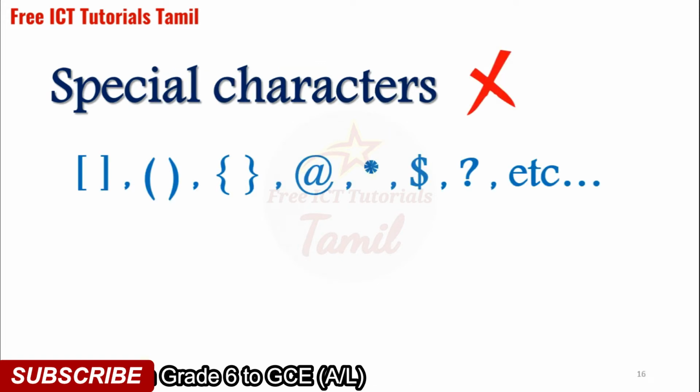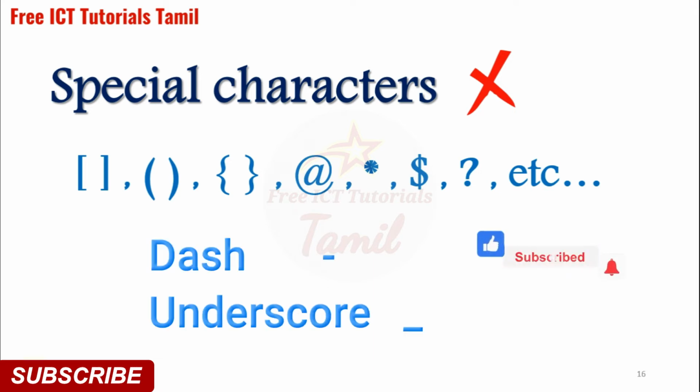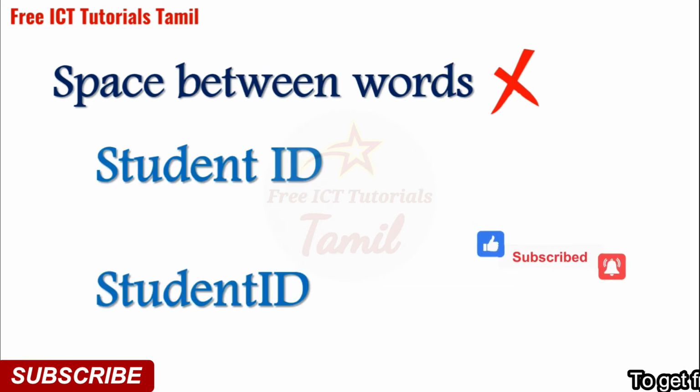The special characters should not be included in an identifier. For example, asterisk, $ sign, question mark, @ sign, brackets, etc. Dash is not valid, but underscore is valid. There should not be any space between words.